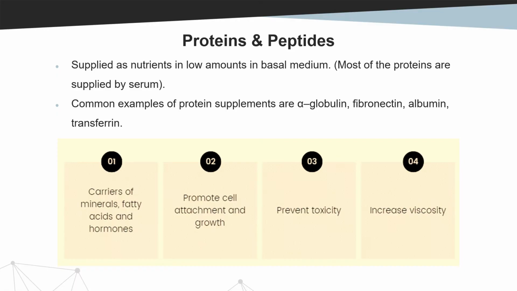Proteins and peptides are supplied as nutrients in very low amounts in basal media because most of the proteins that are found in media are actually supplied by the serum. Some of the common examples of such protein supplements include alpha-globulin, fibronectin, albumin, and transferrin. Some of the main roles that they play are that they are carriers of minerals, fatty acids, and hormones. They are also important in promoting cell attachment and growth. They help to prevent toxicity. At the same time, proteins and peptides also help to increase the viscosity of the media and also protect the cells.